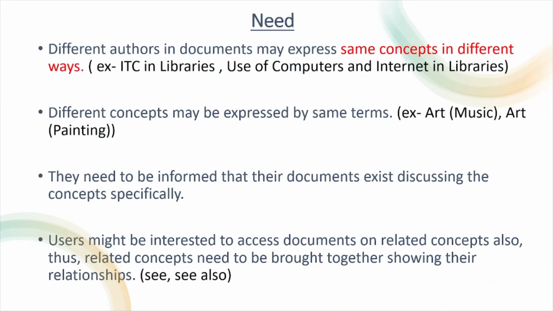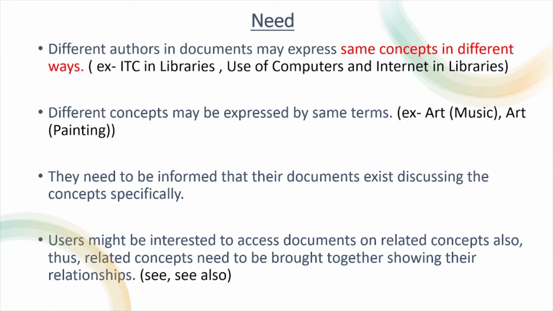What is the need of indexing language? Different authors in documents may express the same concept in different ways. We can take the example of ICT in libraries, and a second title, use of computers and internet in libraries. Here both give the same concept, how information technologies are used in libraries, but the titles are different. So the indexing term should be consistent and impart the exact concept of that document. So an indexing language is needed to give the same concept expressed in different ways.